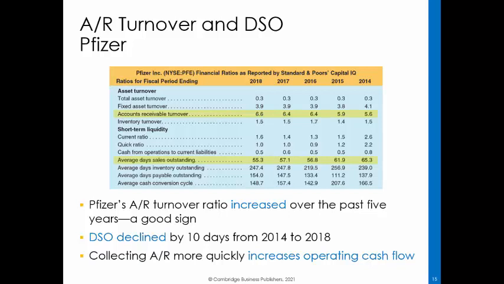The downward trend for days sales outstanding is another way to measure the positive trend. This metric has declined by 10 days over the period. Generally, the analysis of accounts receivable focuses on the level of the turnover and DSO ratios compared with peer companies and trends in these ratios. To assess the 10-day decrease in DSO, we could compare this to a set of Pfizer's peers.